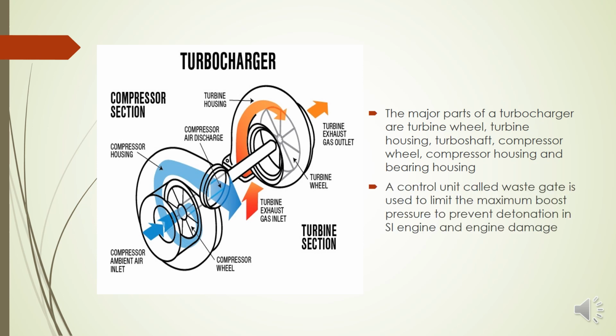So the parts of a turbocharger are a turbine wheel, a turbine housing, turbo shaft, compressor wheel, compressor housing, and bearings. And here we are using a control unit known as a waste gate. Mainly in a petrol engine, the SI engine, as we have already discussed, we have to limit the maximum pressure to prevent detonation, and that is done by this waste gate arrangement. As the exhaust pressure increases, the turbine will produce more power, the compressor will get more power, and the pressure will be more. So you have to control this, and for that you are using a waste gate.